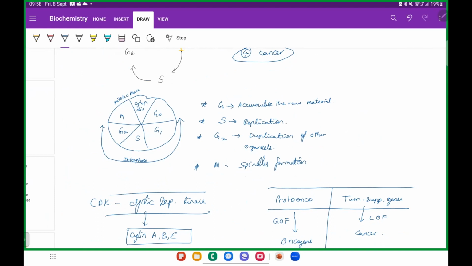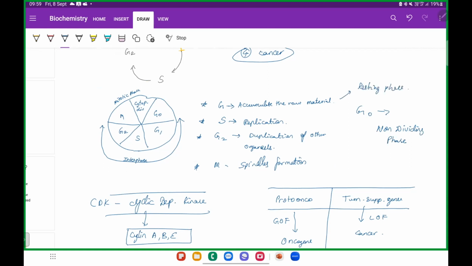In G2, the DNA has to replicate again. It is going to duplicate and form the tubulin arrangements. Then in mitosis it is going to divide, and then you have your cytokinesis. You have a G0 phase. What is the G0 phase? G0 phase is nothing but the resting phase, the non-dividing phase. This is going to be called your resting phase.